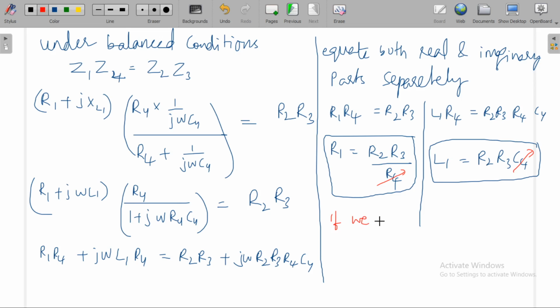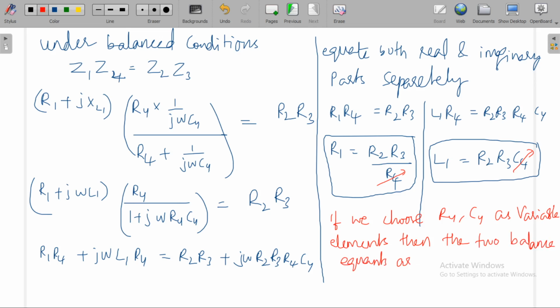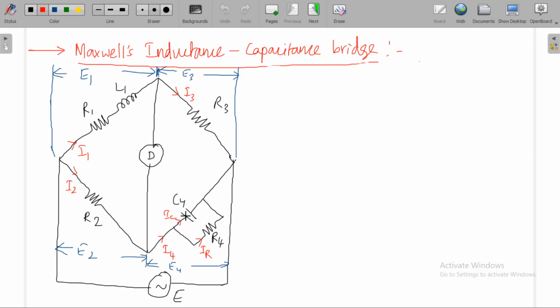So if we choose R4 and C4 as variable elements, then the two balance equations are independent of each other. Okay, so choose R4 and C4 as variables.